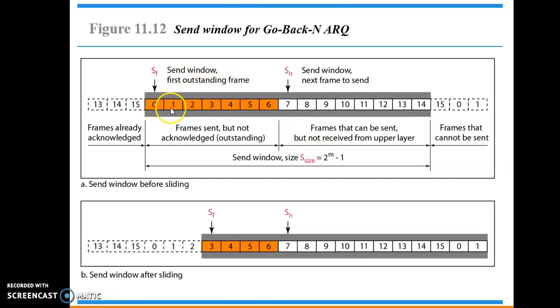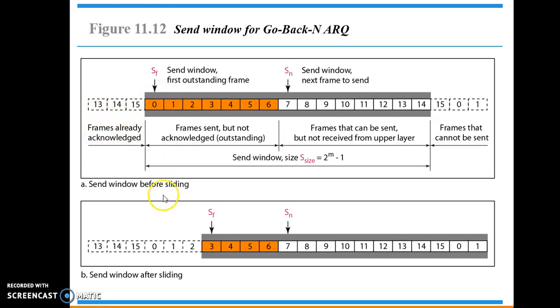So see here 0, 1, 2, 3, 4, 5, 6 to 14. Here SF and SN are pointers. SF indicates that the orange color frames are already sent but not yet acknowledged. Once it receives the acknowledgement, you can start from the seventh frame. At a time you can send 14 frames, but it's an option. You can send whatever number of frames you want, more than one frame. Orange frames indicate they are already sent but not acknowledged. These frames are already acknowledged, so the window has been moved.